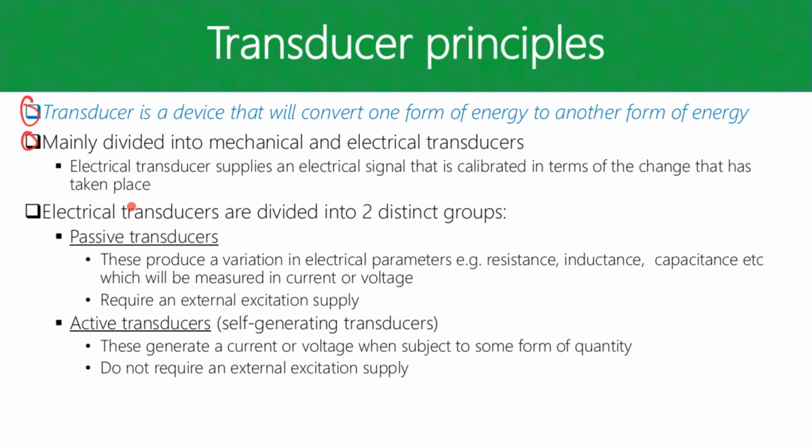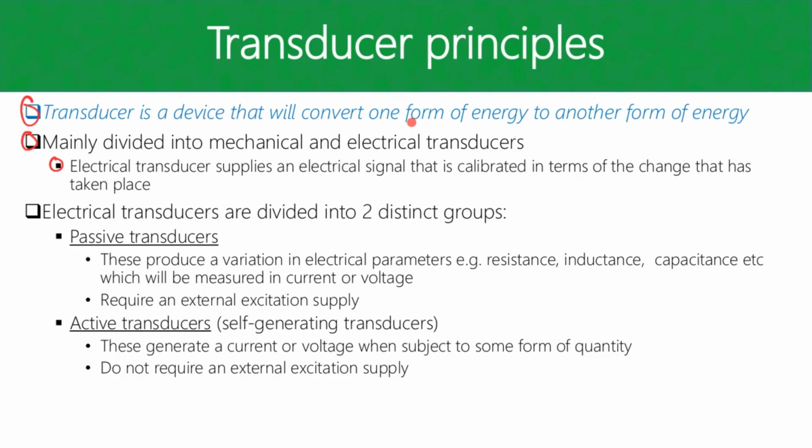Right, so we can divide transducers into two categories, mechanical and electrical. Now our main focus is going to be on electrical transducers, and electrical transducers will give you an electrical signal, usually in the form of a voltage or current that is then calibrated in terms of the change that it's measuring.